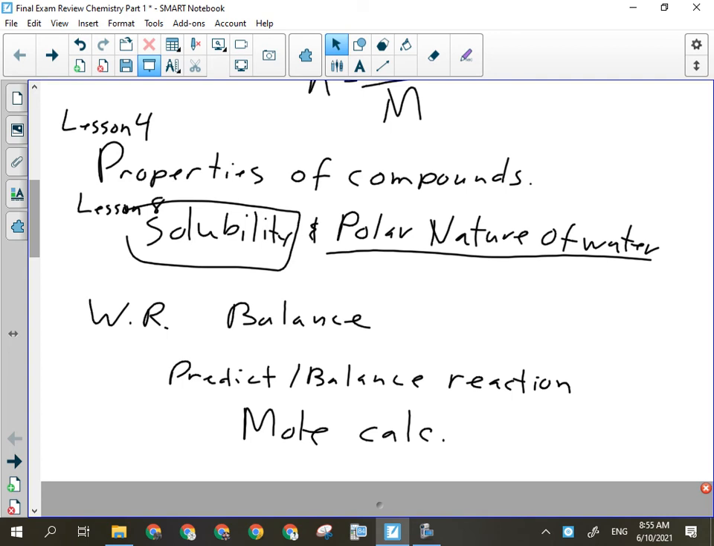And then, as I said, you have to predict and balance. So then you've got 2 reactions, I think it's 2, where you have to predict the products of the 2 reactions. I give you the reactants in words, and you have to write it out in formula form, predict the products, and balance the reaction. Exactly like you had to do on your unit exam.